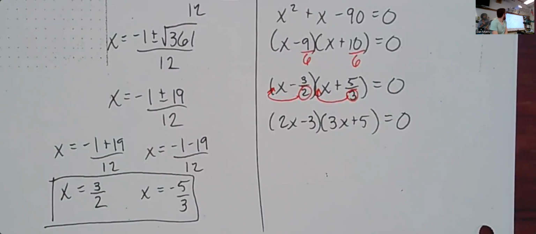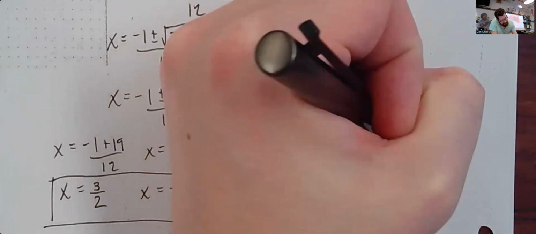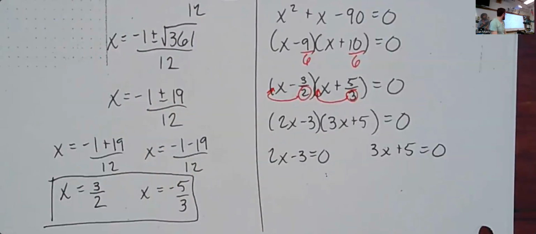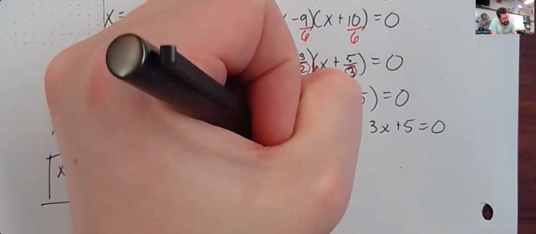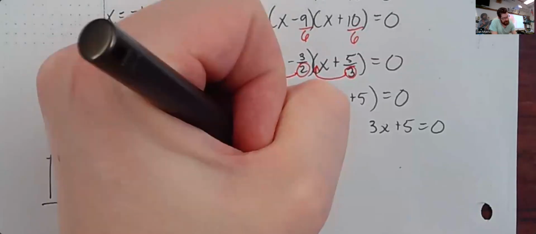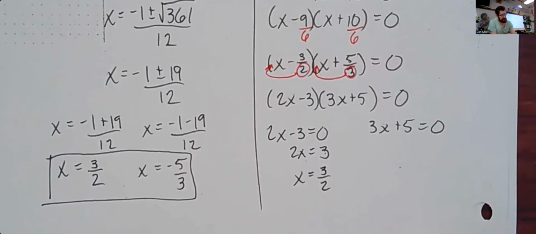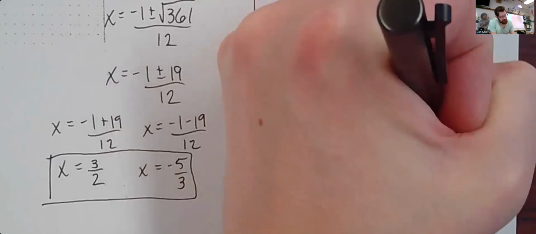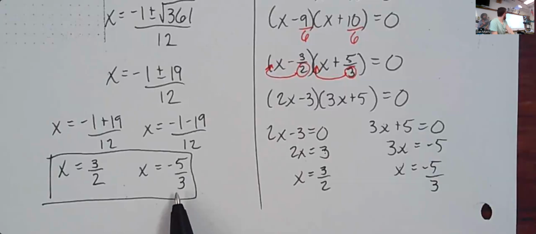Factors nicely. Now, in order to solve, we're going to take each set of parentheses, set equal to 0, and solve for x. So we're going to have 2x minus 3 equals 0. We're also going to have 3x plus 5 equals 0. And we're going to solve each of those very quickly. These are just two-step equations. So on this one, we'll add 3 to both sides. That'll be 2x equals 3. We'll divide by 2, and x equals 3/2, which is what we got over here. That's one of them anyway. The other one, subtract 5 from both sides. 3x equals negative 5. Divide by 3, x equals negative 5/3. And what do you know? Same two answers.